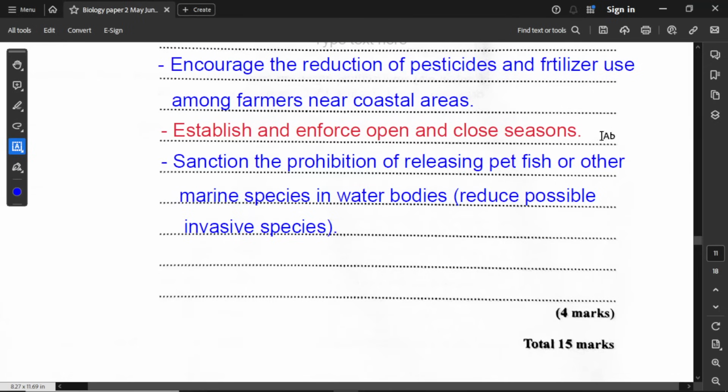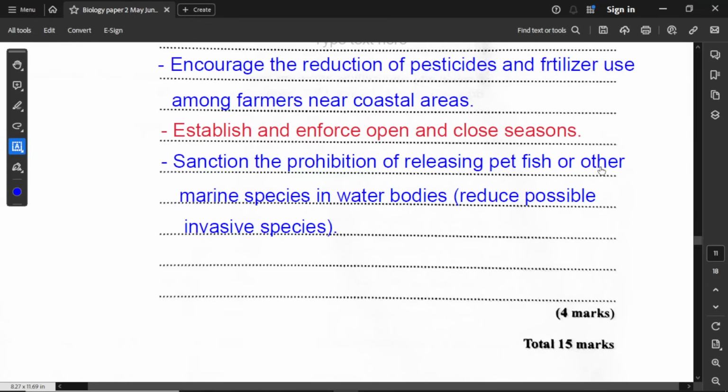I don't know why. But anyhow, next point here is that establish and enforce open and closed season. And the reason for open and closed season is that the closed season will allow the marine organisms or the fish to reproduce, all right, give them a chance to reproduce and replenish their population. You can also sanction the prohibition of releasing pet fish or other marine species in water bodies, and this will reduce the possibility of invasive species.